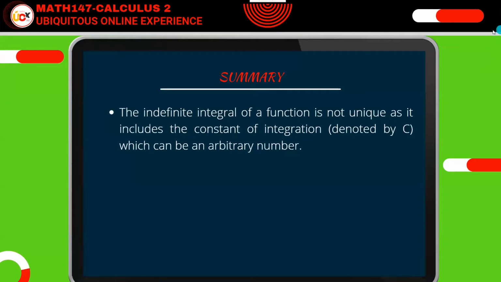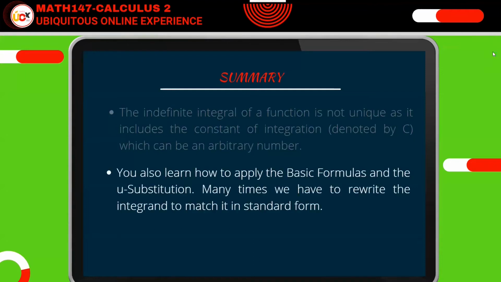So in summary, we have learned that the indefinite integral of a function is not unique, as it includes the constant of integration denoted by c, which can be an arbitrary number. You also learned how to apply the basic formulas and the u-substitution. Many times, we have to rewrite the integrand to match it in standard form.